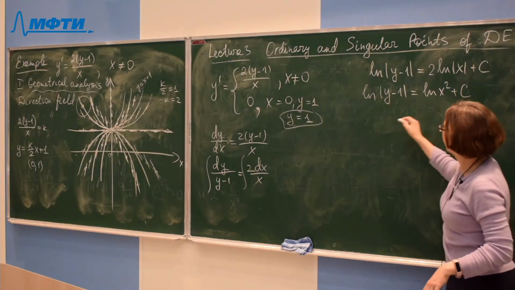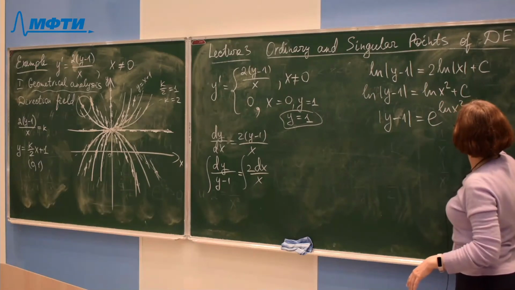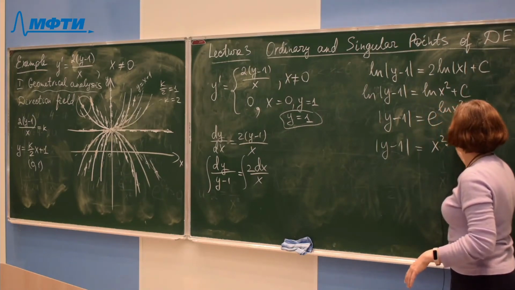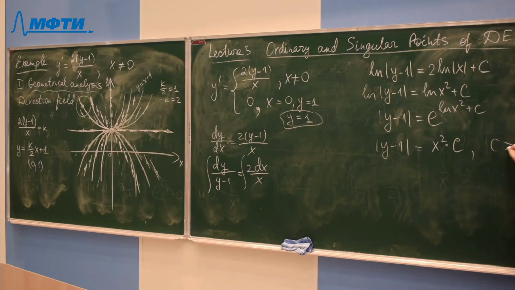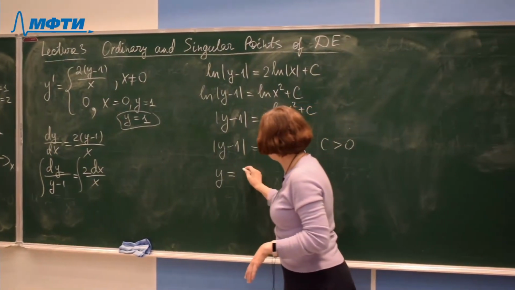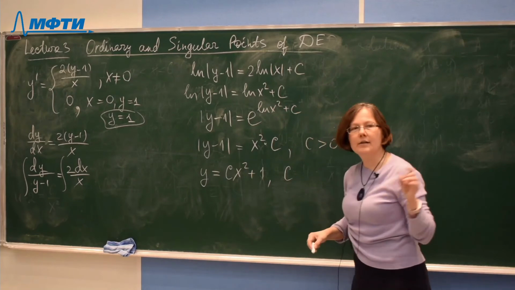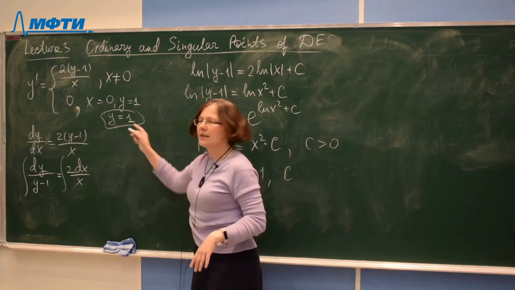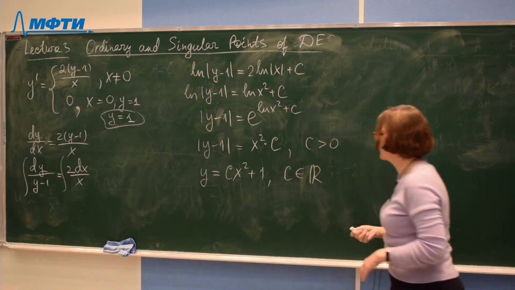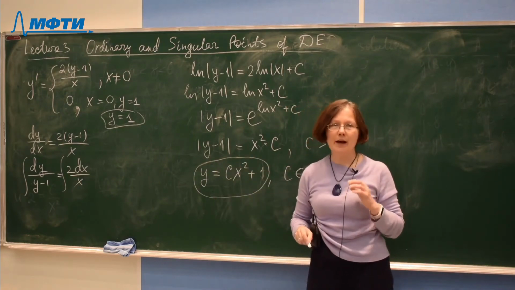Next, we will remove ln by doing the following: |y minus 1| equals e to the power of (ln x squared plus c). This is the same as |y minus 1| equals x squared times c, where c is a positive constant. And then y equals, if we remove the absolute value, c x squared plus 1, where c is an arbitrary constant. And if c equals 0, then this particular solution will be included. So c is any real value. Is it correct that the solution of our equation is this one-parameter family of solutions?